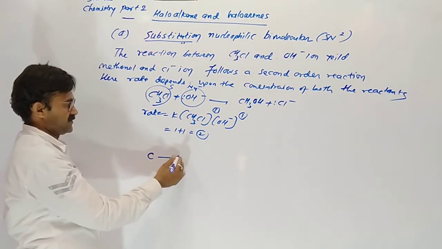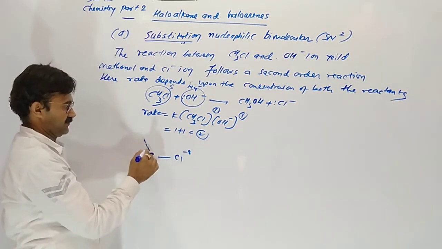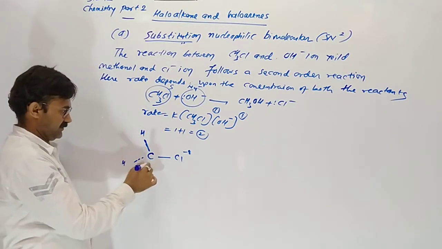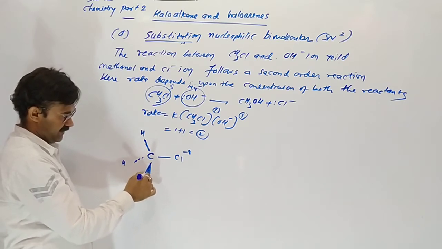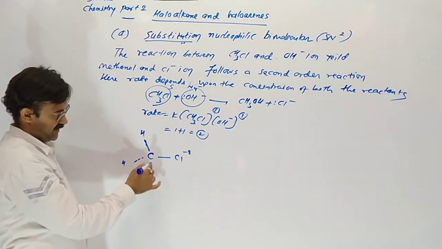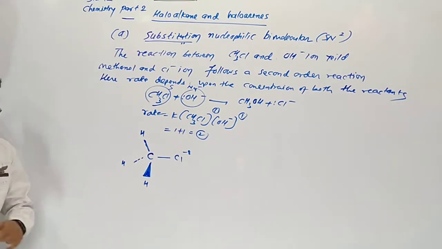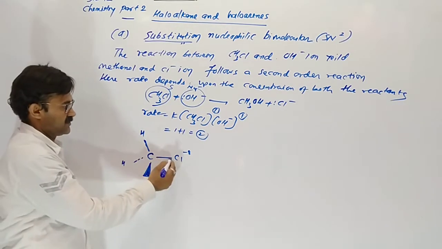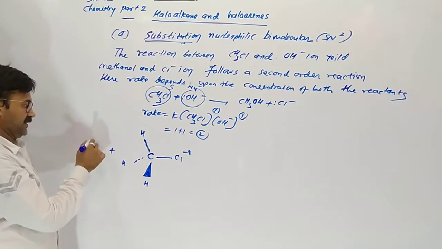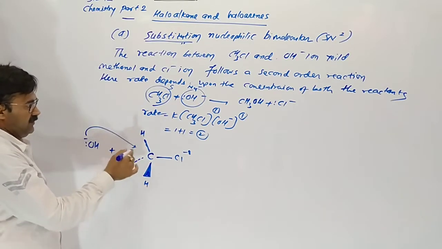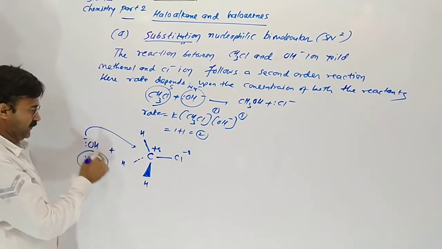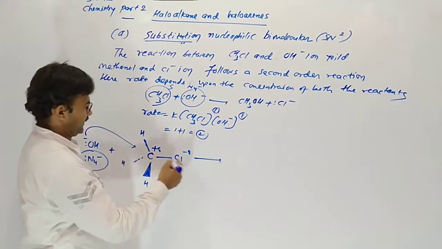Here in three dimensions, carbon is bonded with chlorine, and here is hydrogen. A dotted line indicates behind the paper. Dark wedges indicate ahead of the paper. A simple line indicates on the paper. Here OH minus, our nucleophile, is attacking this carbon atom.